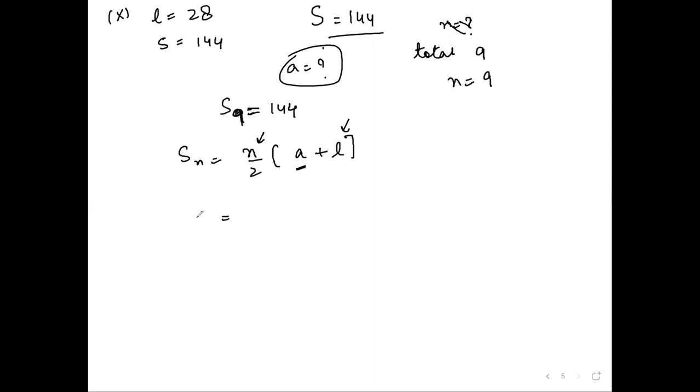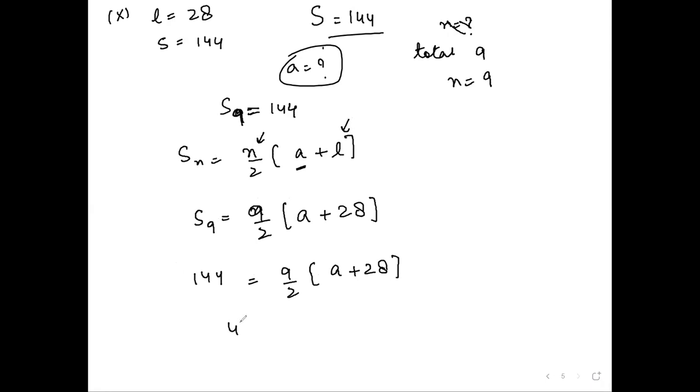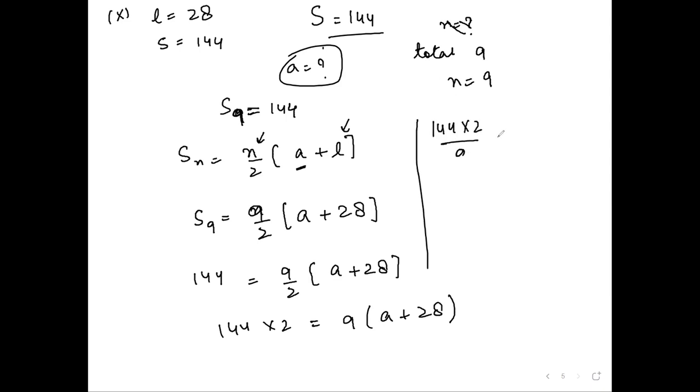Just put it here. So S9, that means 9 by 2 into A plus the last term, 28. So just simplify this. S9 is 144, that means the sum of 9 terms. So this is 9 by 2 into A plus 28. Just simplify: 144 into 2 is equal to 9 into A plus 28. So you can bring this 9 into the denominator: 144 into 2 divided by 9 is A plus 28. So you can just simplify.